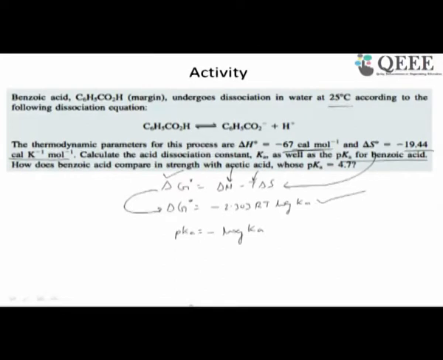For those of you who want to cross check after doing this example, I can give you the Ka value also. The Ka value is 6.4 into 10 power minus 5, and the pKa is the negative log, so it will be a little bit less than 5, actually 4.2. Okay, so this is an activity, you can try it yourself in your own time.